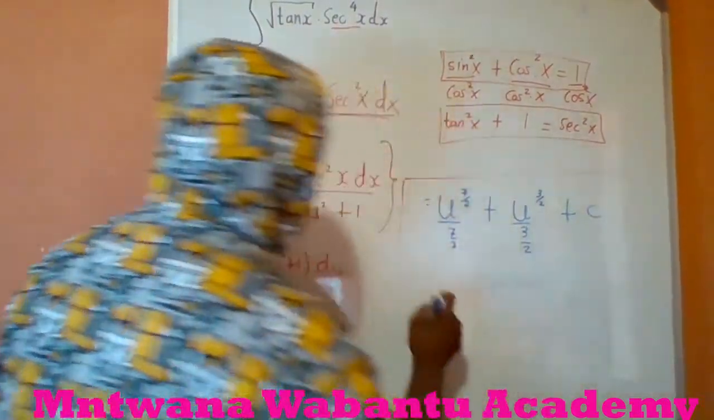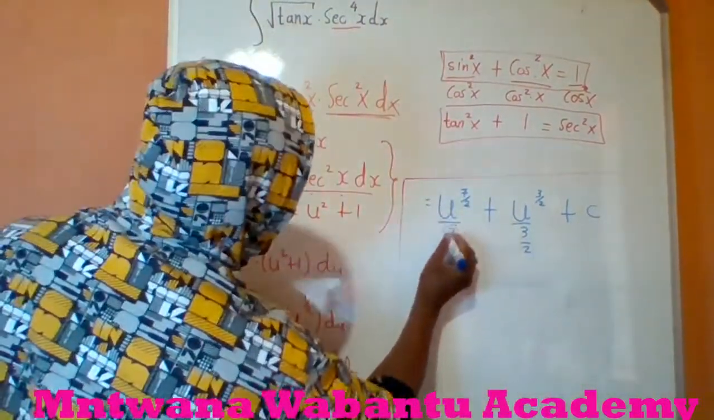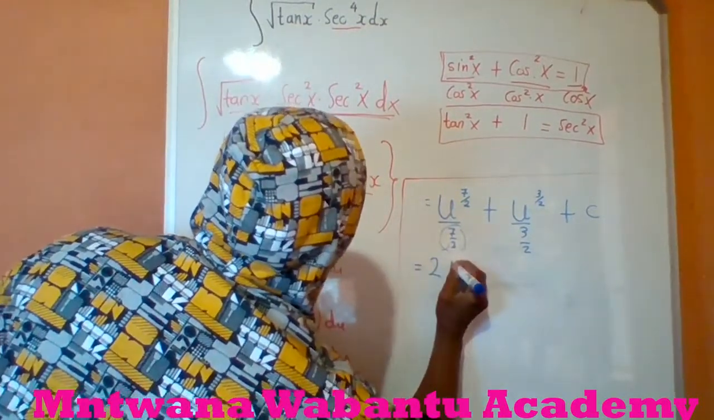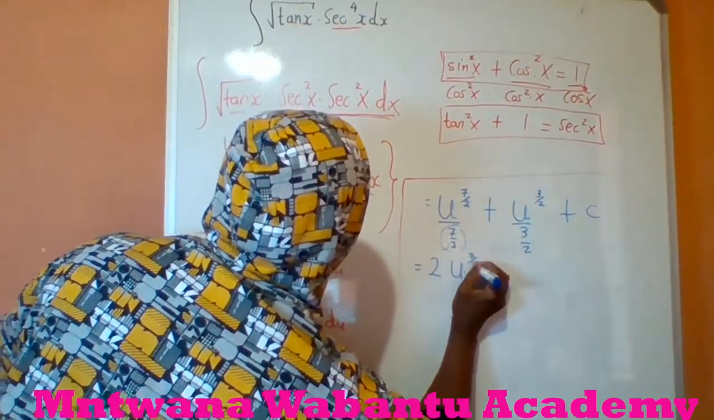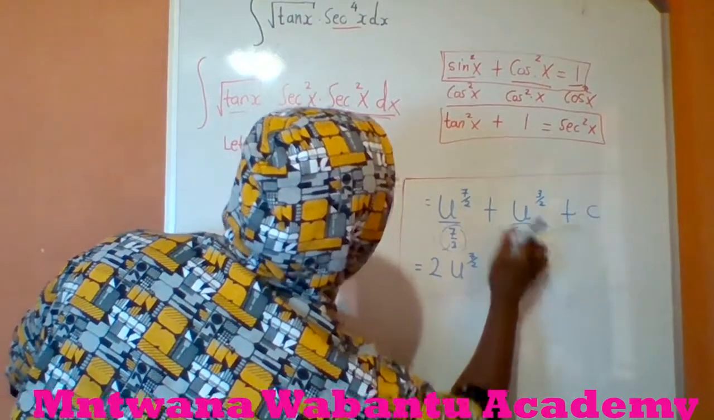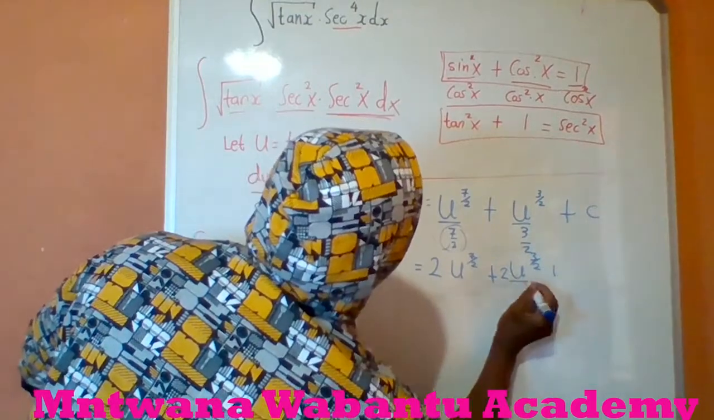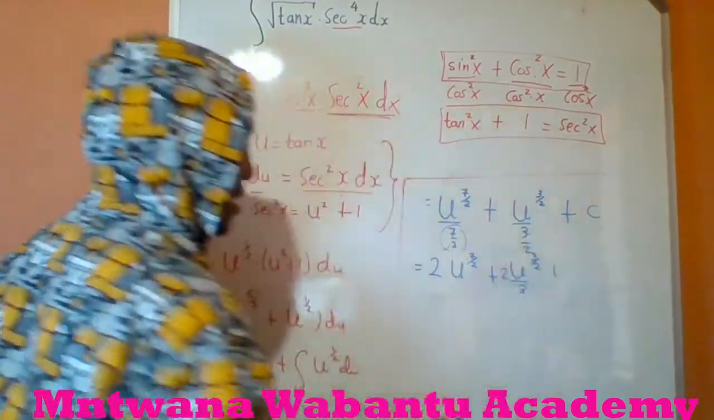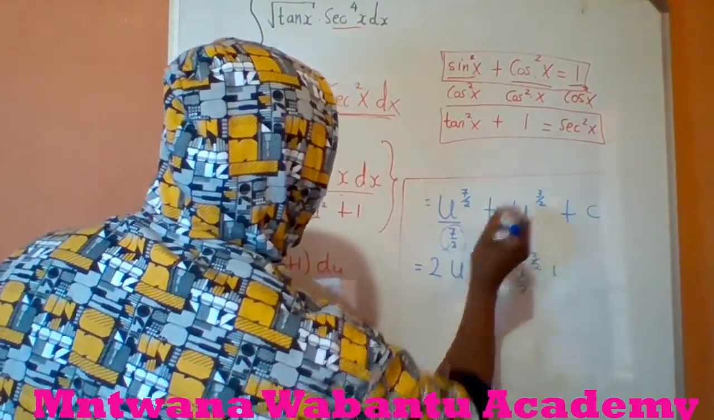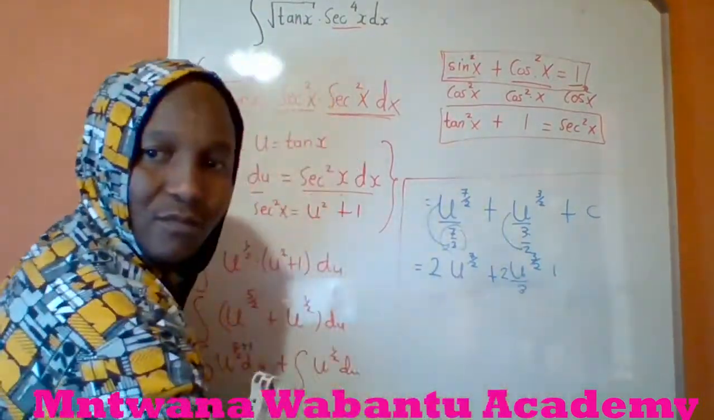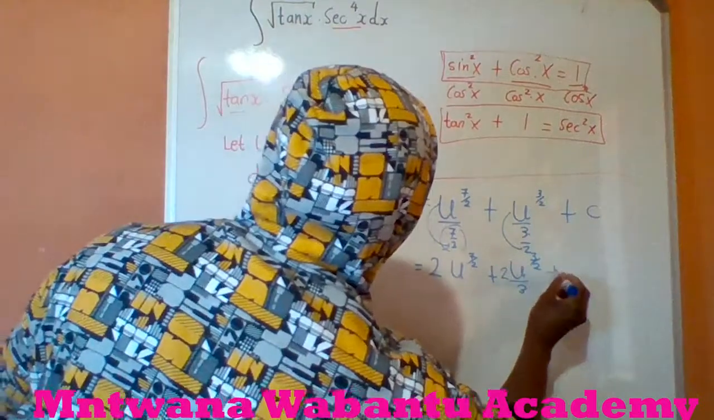What you're going to do now is take these two, because this is a fraction, so the number at the bottom goes to the top. So this is going to be 2u to the 7 over 2 over 7, and then plus the same thing here: 2 goes up, u to the 3 over 2, and over this 3. Then we plus our constant.